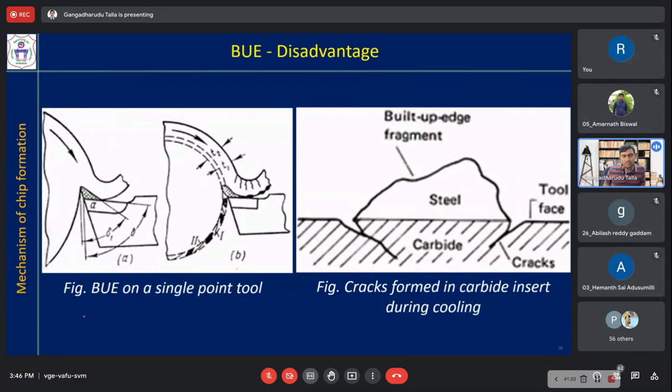So this is the effect of built-up edge on machining process. So there are effects on workpiece also, machined workpiece surface finish is poor, etc. Now coming to the tool also, tool life is decreasing. Is it clear?